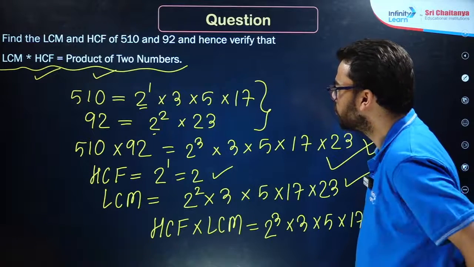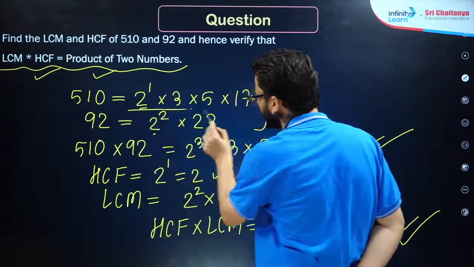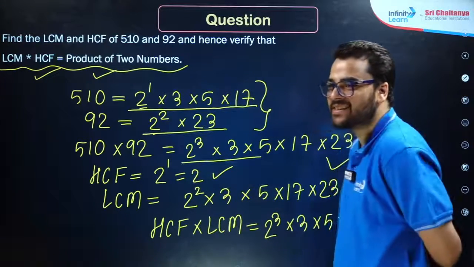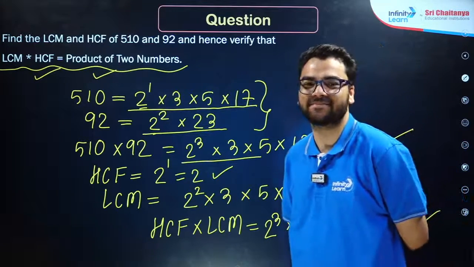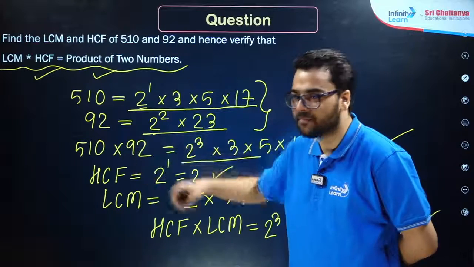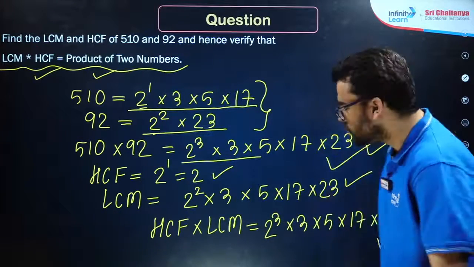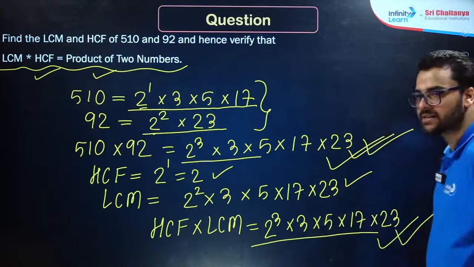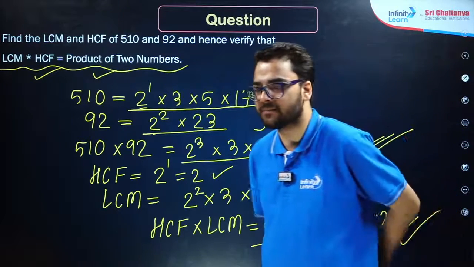No, that is not 2 cube. You just have to see the numbers. Joshita, see the numbers. You are seeing the product of numbers actually. So you will see that the product of numbers is coming out to be equal to the product of their HCF and LCM. Is it clear, guys?